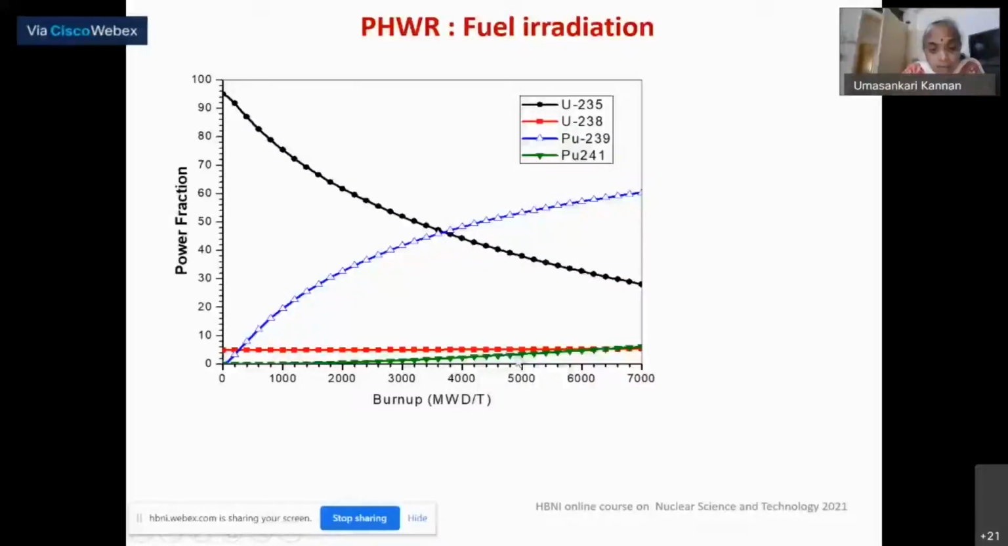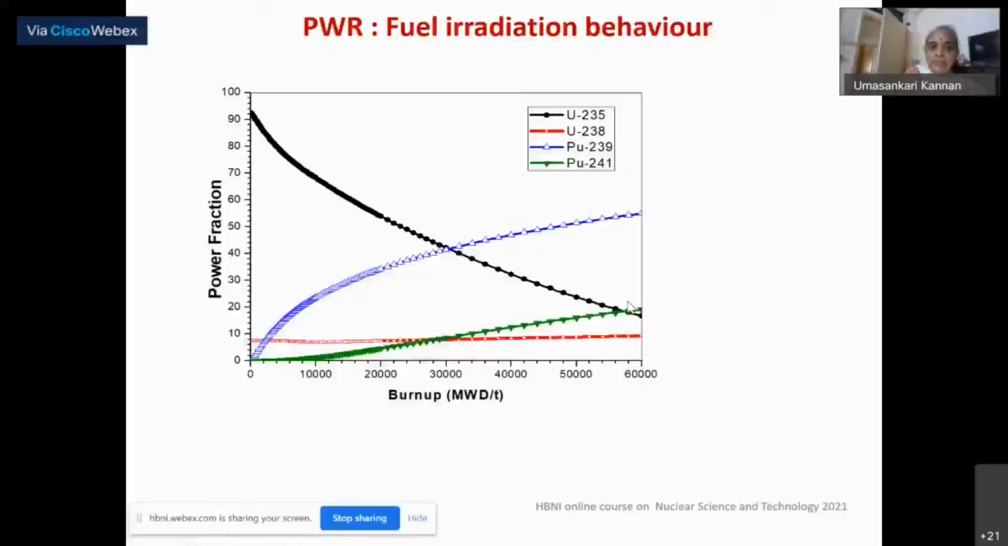So when you're discharging the fuel, you are still having useful materials, uranium-235 is about 0.2% and plutonium is also about 0.2%. This is a power fraction, but basically the contents also would be the same. So that is why it's good to reprocess this fuel to extract the useful materials from the discharged fuel.